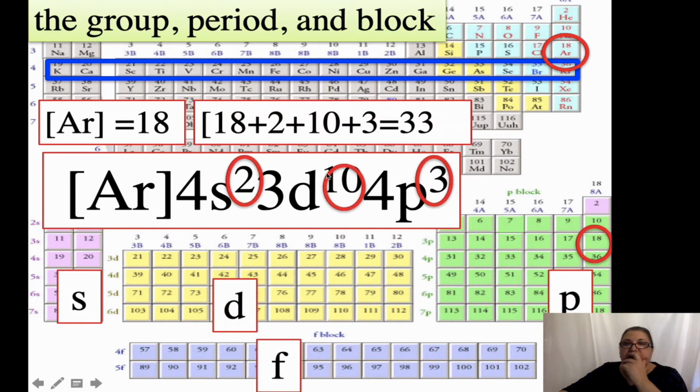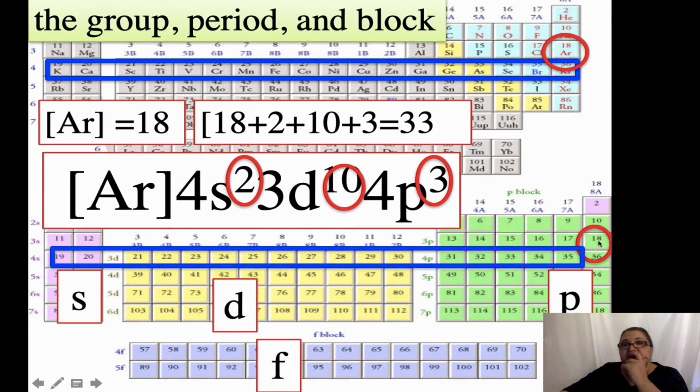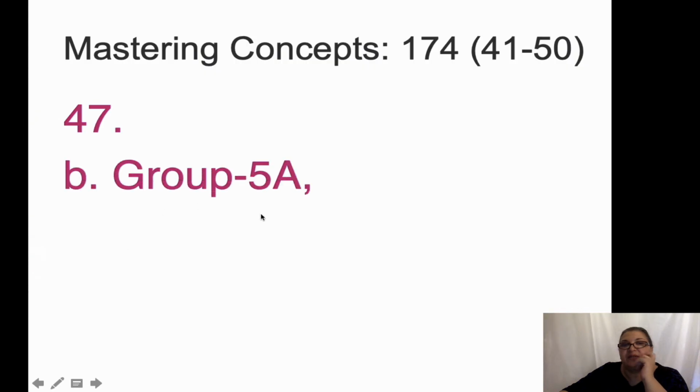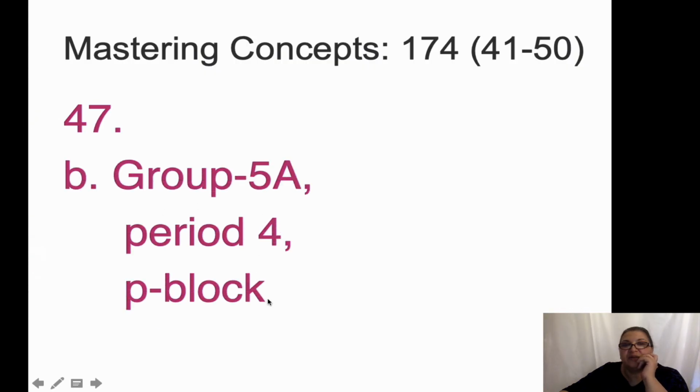So we add all the electrons and we get 33 electrons. 33 is right here, so it's group 5A, and the period, or energy level, is 4. And it's in the P block. So the group is 5A, period 4, and P block.